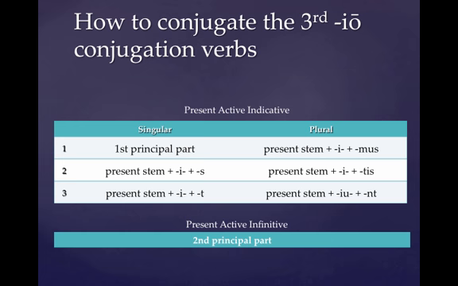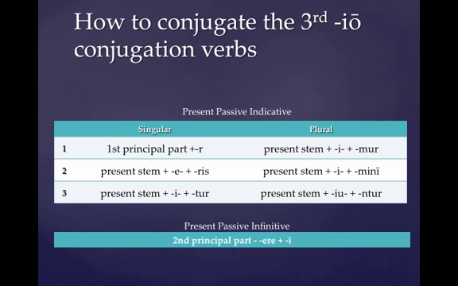And of course, the present active infinitive is the second principal part. In the passive, it's the first principal part plus R. The second person singular is the present stem plus a short E plus res. And again, this is actually a review. You already know this. But it doesn't retain its I, and that's kind of important. And then the rest of it forms the way you expect.